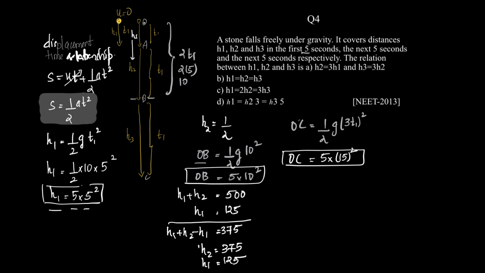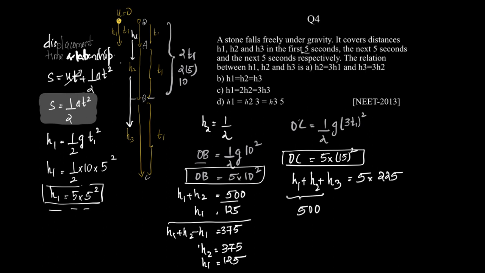Now what do we have? Okay, we have OC. So OC from the figure is H1 plus H2 plus H3. So we can write that H1 plus H2 plus H3 is equal to 5 into 15 square, which is 225. Okay. So what is H1 plus H2 equal to? H1 plus H2 from this equation is 500.